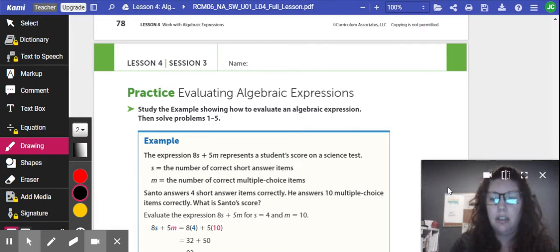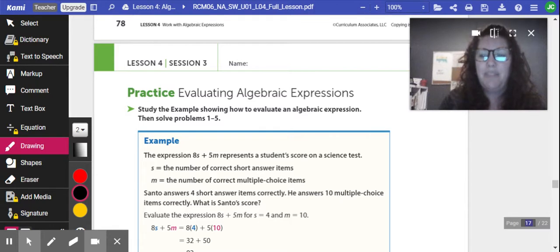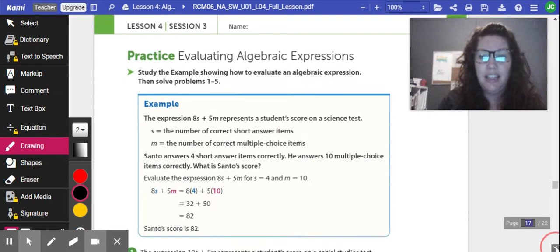Let's go ahead and I'm going to move my box here. Let's see if I can move it. Oh, there we go. Okay.